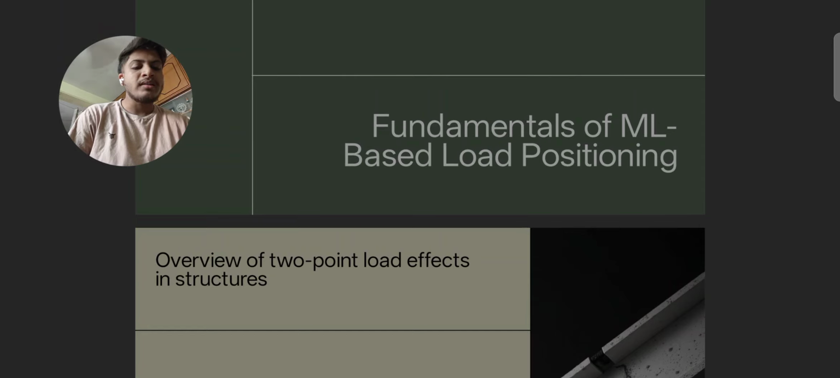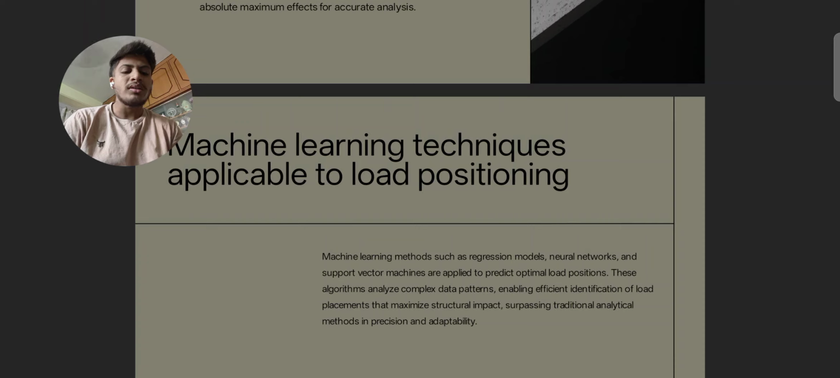Machine learning techniques applicable to load positioning. Machine learning can help to predict, optimize, and analyze the effects of moving loads on structures, especially when analytical solutions become complex due to multiple loads, variable load patterns, or real-time monitoring requirements. The goal is to determine critical positions of load that produce maximum internal forces or stresses efficiently.